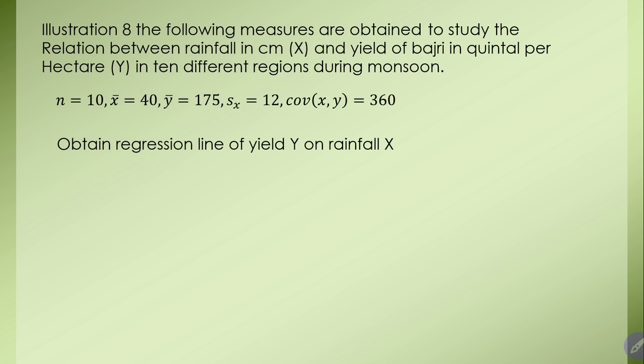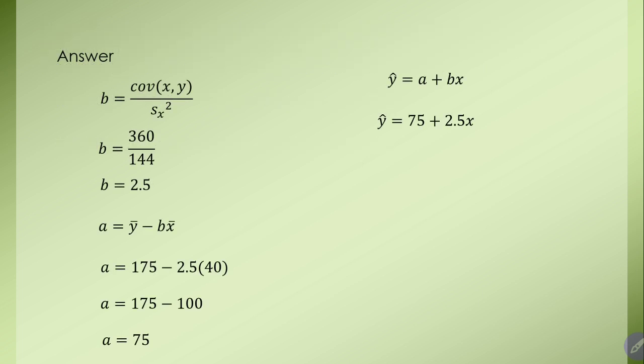So what you will do in the question, Sx is 12 and you want Sx square. So you will do the square of 12. Perfect. So your Sx square is 144. So 360 upon 144 is equal to 2.5.